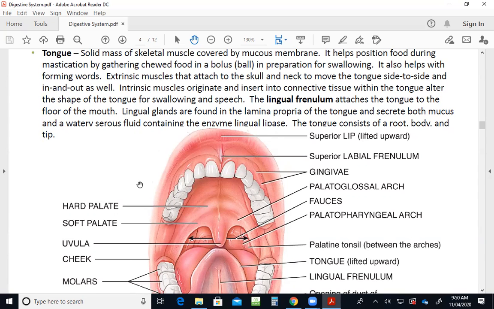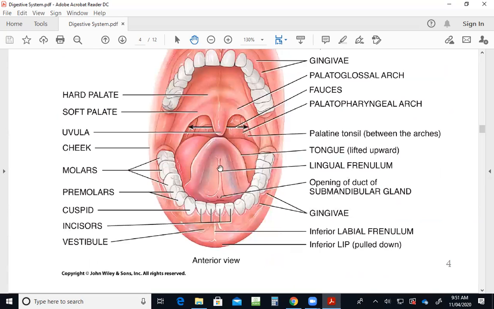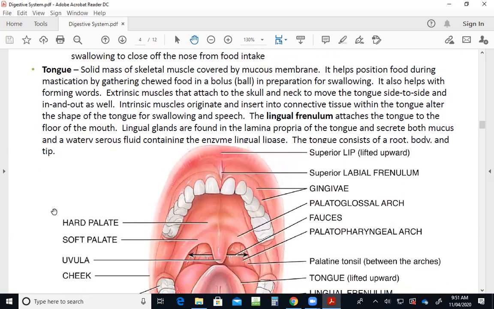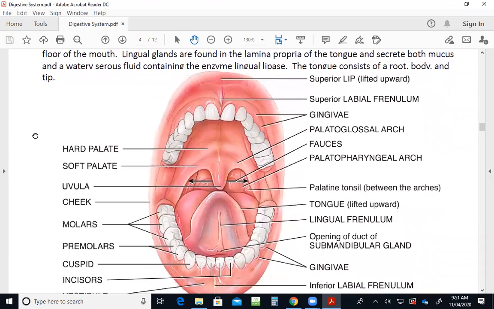On the bottom of the tongue, and we can only see it here because the tongue has been lifted upward, is the lingual frenulum. The lingual frenulum is like the labial frenulum in that it attaches, in this case, the tongue to the floor of the mouth. Not visible, but very tiny structures within the tongue, are lingual glands within its lamina propria, secreting both mucus and a watery serous fluid containing an enzyme called lingual lipase. A little bit of the word lingual looks like it got cut off. There's a G there. But this helps with digesting fats. And our tongue itself consists of a root, body, and tip, which we've seen before.